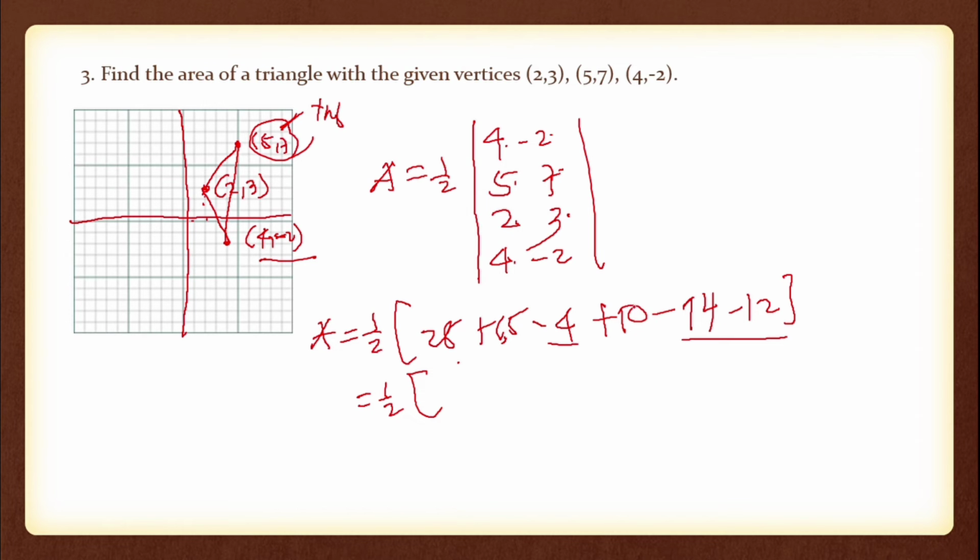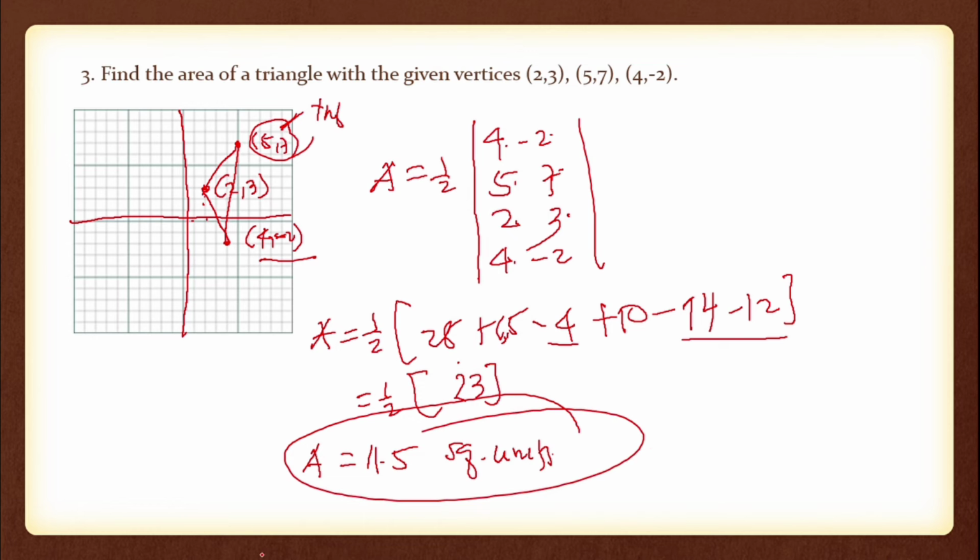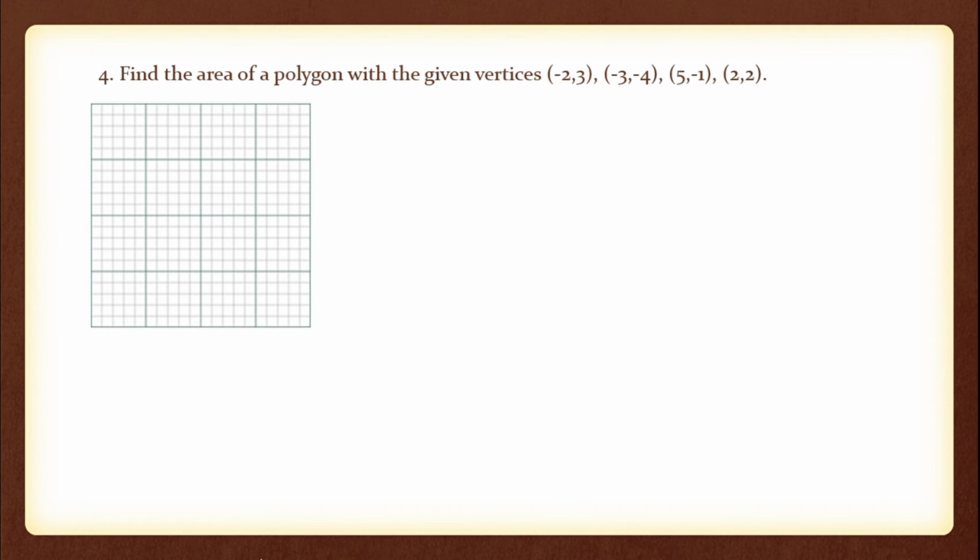So 30, and the side here is 53. 30 minus 53 is equal to 23. So area is equal to 11.5 square units. Okay, so that's 11.5 square units. Next problem, which is number 4.